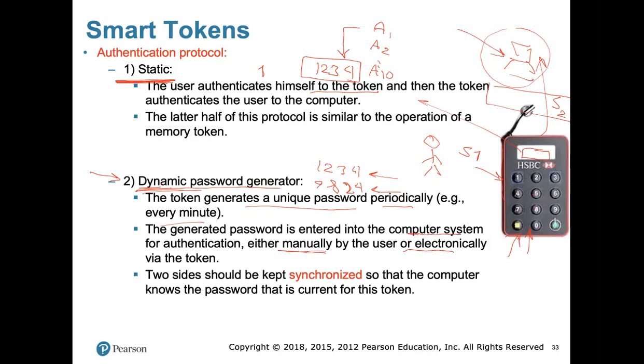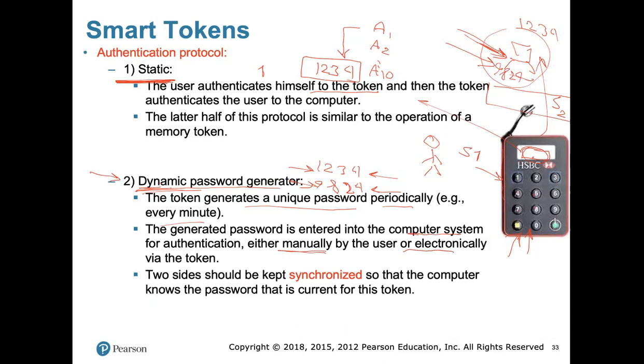So the first password it generates is 1234. So 1234 is being generated here, and the same password is being generated here. So the authentication server is waiting for 1234. Next time, the next password this guy generates is going to be, for example, 9824. Since the same algorithm is used here, the authentication server is also waiting for 9824. And this is the way that smart tokens can dynamically generate new passwords.